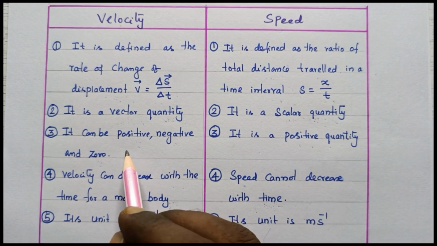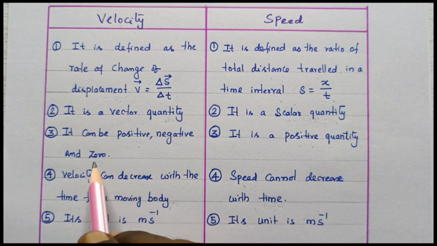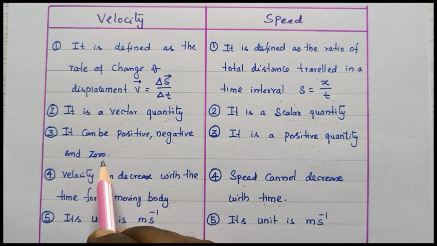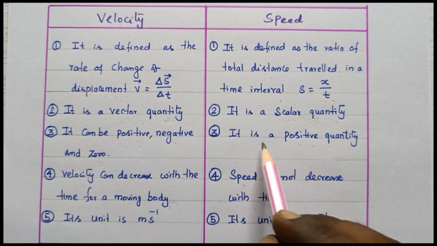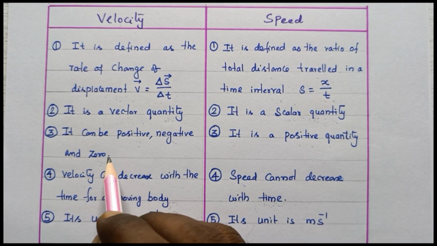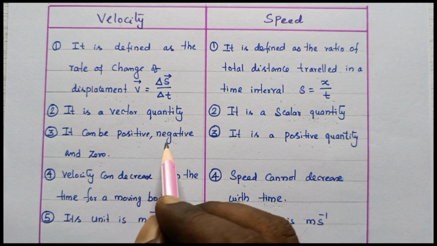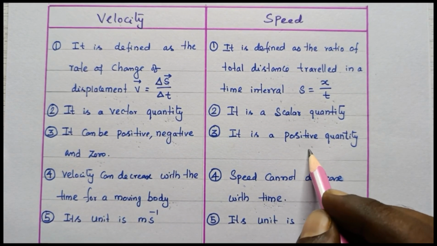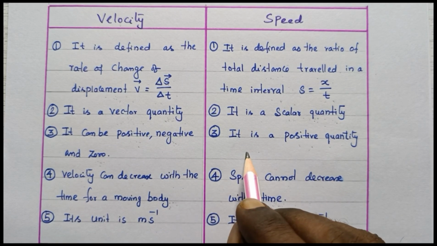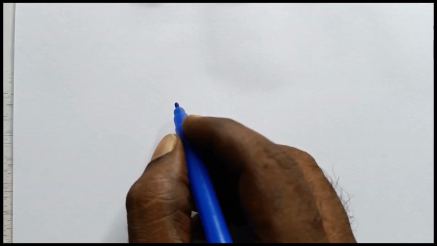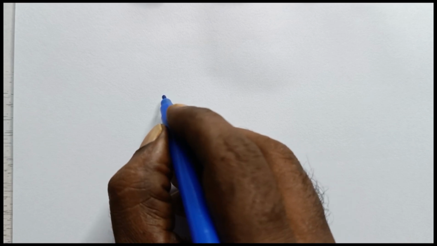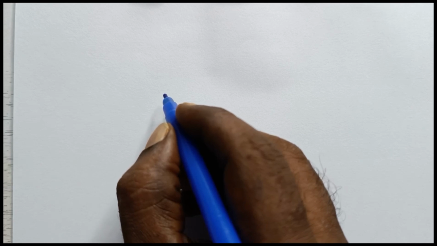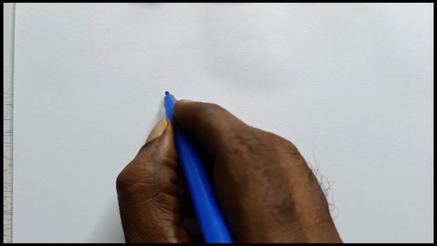The third point is it can be positive, negative and zero. Velocity can be positive or negative or it can be zero also. But speed is a positive quantity. அதாவது velocityக்கு positive value வரலாம், negative value வரலாம், இல்லைனா zero கூட வரலாம். ஆனா speed is a positive quantity. So இதனுடைய explanation இப்ப பார்க்கலாம். Now let us explain the third point. Third point is the velocity can be positive or negative or zero. So now let us explain that point.